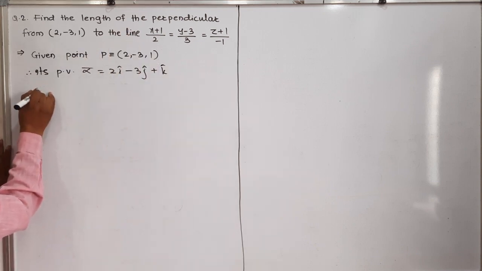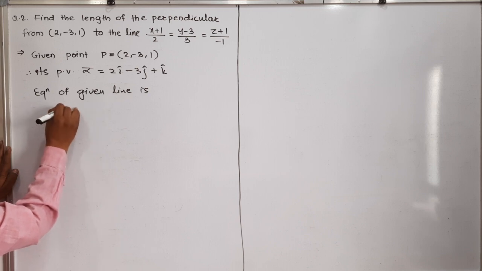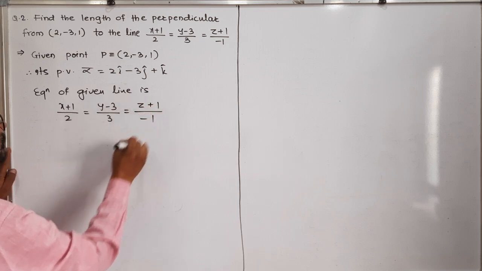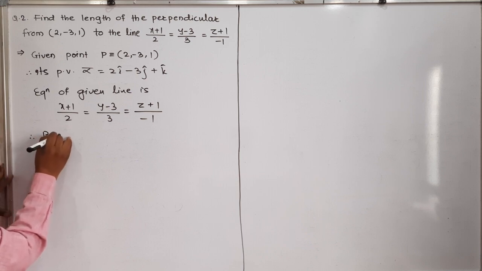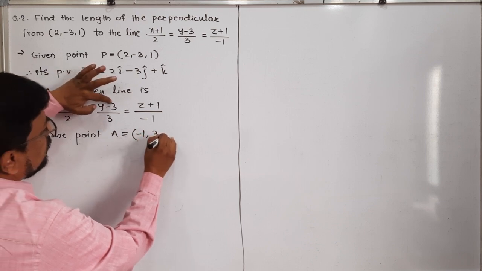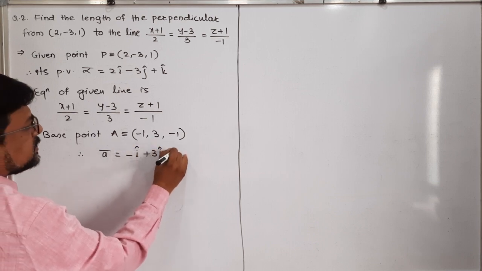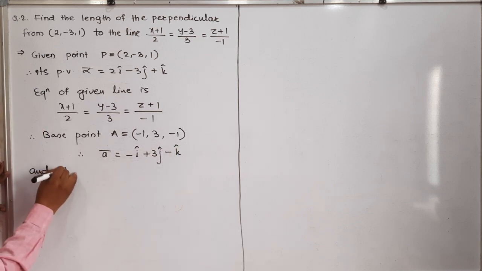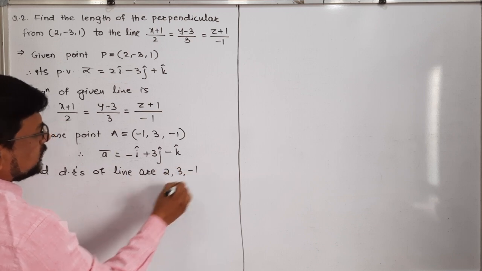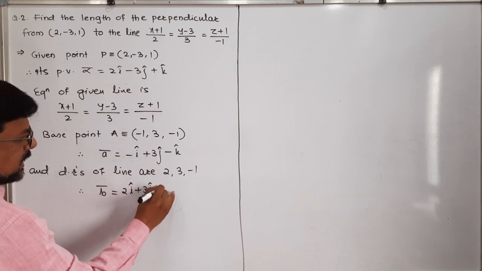Now the equation of the given line is x plus 1 upon 2 is equal to y minus 3 upon 3 is equal to z plus 1 upon minus 1. Therefore, base point A has coordinates -1, 3, -1. Therefore, A vector is minus i cap plus 3j cap minus k cap, and the direction ratios of the line are 2, 3, -1. Therefore, B vector is equal to 2i cap plus 3j cap minus k cap.